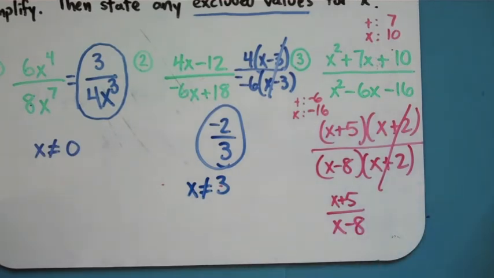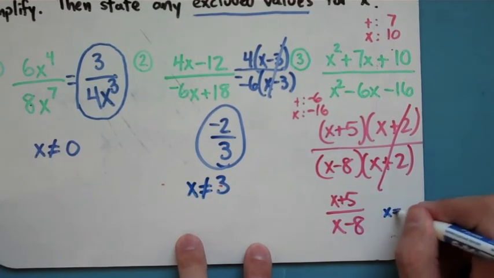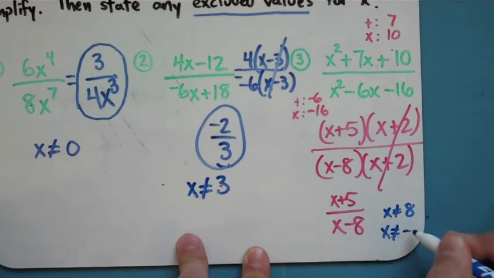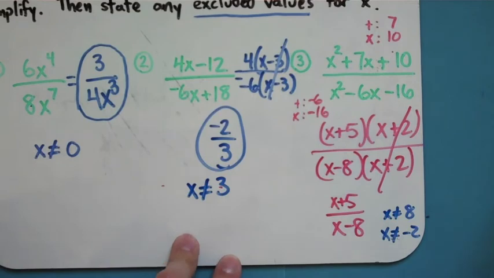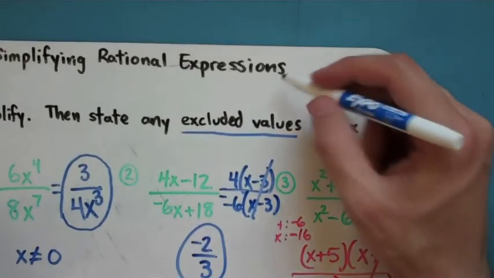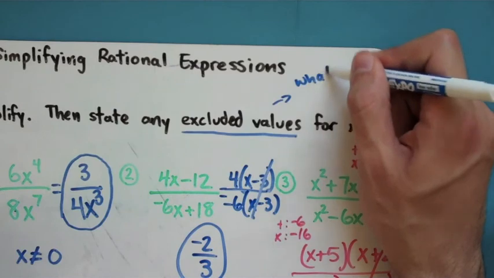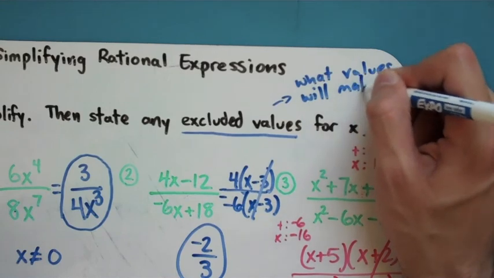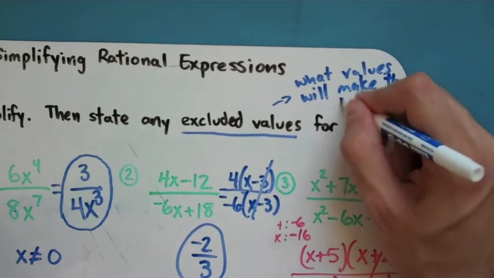And I also need to give my excluded values here, the values I can't use. In my final problem, it'd be really bad if x was 8, because that would make your bottom 0. So I need to write down x can't equal 8. But I also need to take care of this parenthesis right here. Even though that part canceled out, a negative 2 would have been really bad because then I would end up dividing by 0 if I multiplied this together. So I'm also going to say x can't equal negative 2. As a final comment for yourself on these problems, when they're talking about excluded values, ask what values will make my denominator 0? And those are the values that you need to make sure you exclude.